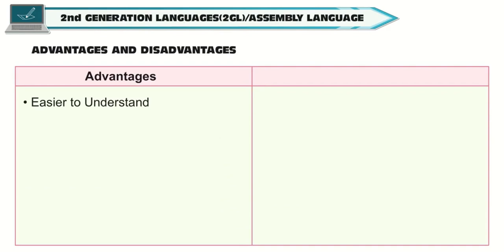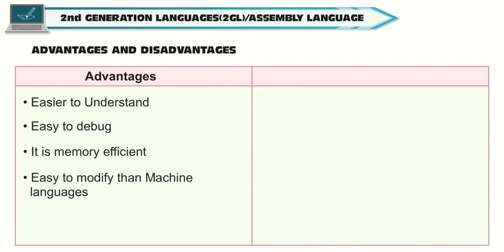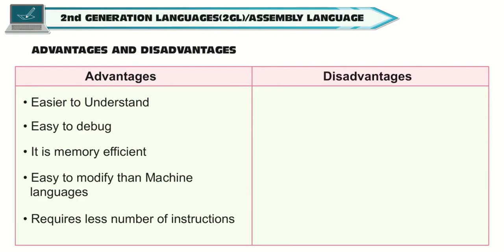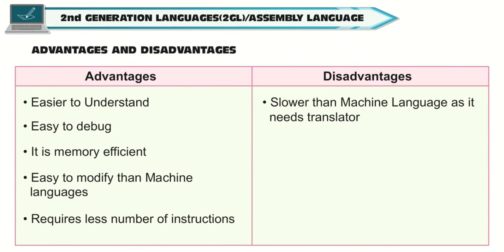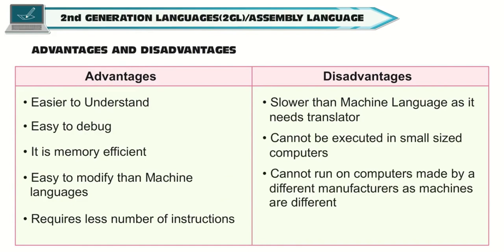Advantages: easier to understand, easy to debug, it is memory efficient, easier to modify than machine languages, requires fewer instructions. Disadvantages: slower than machine language as it needs a translator, cannot be executed in small-sized computers, cannot run on computers made by different manufacturers as machines are different. Difficult to remember syntax.